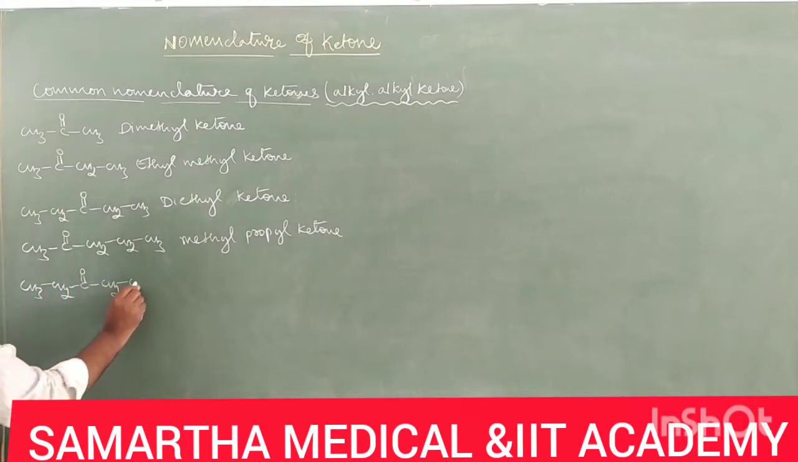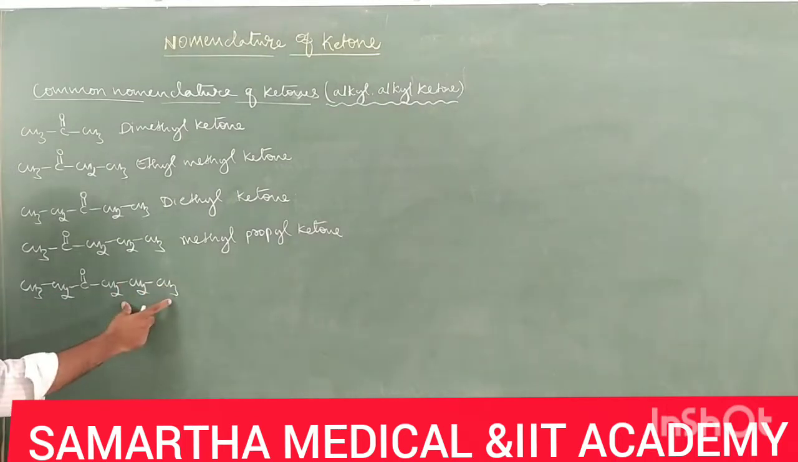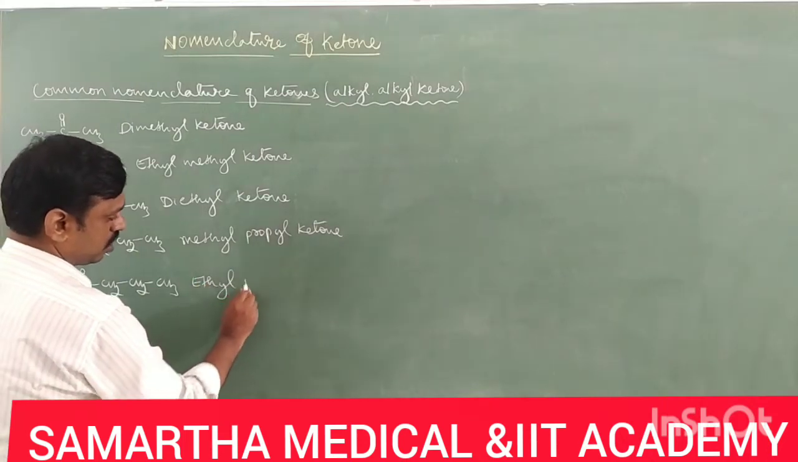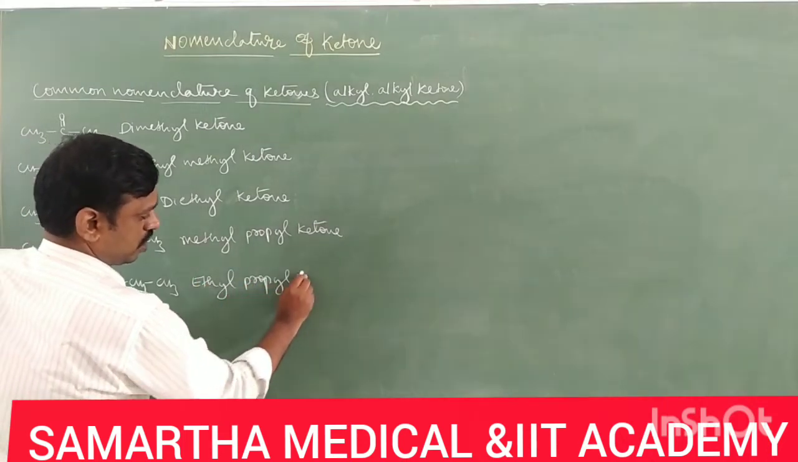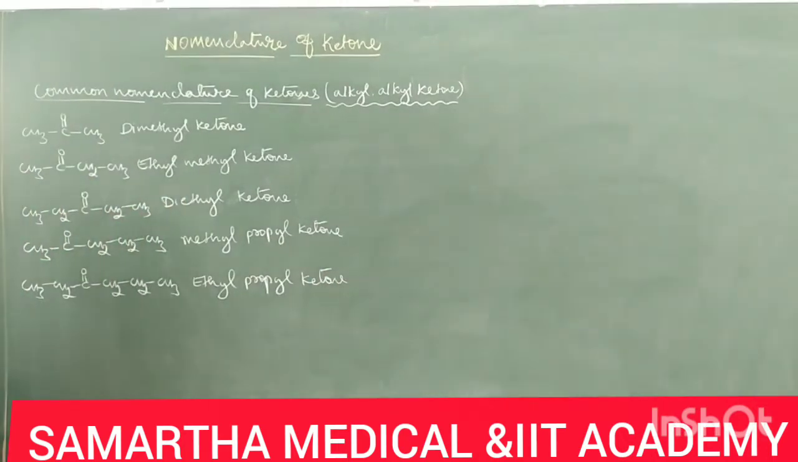Similarly, let us take one side an ethyl group, another side a propyl group. Ethyl starts with E, propyl starts with P. Therefore E comes first, then P. So it becomes ethyl propyl ketone, the common name of this ketone.